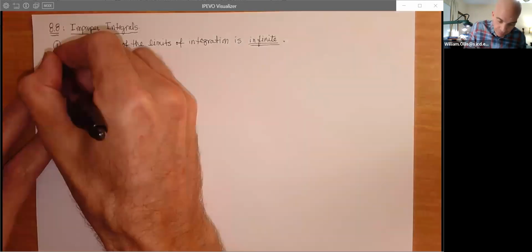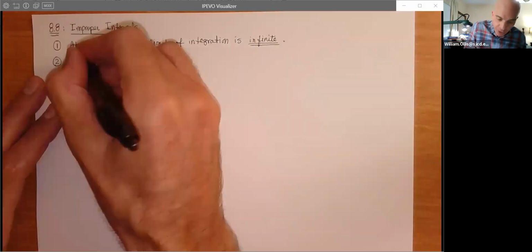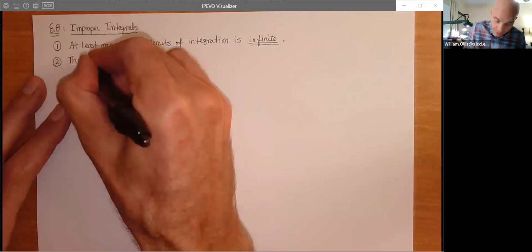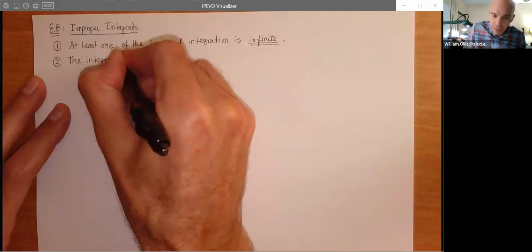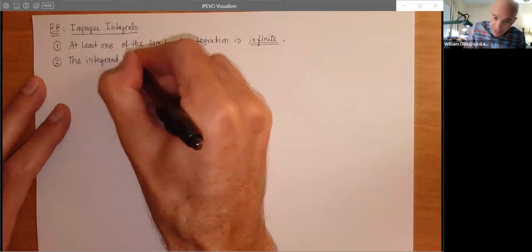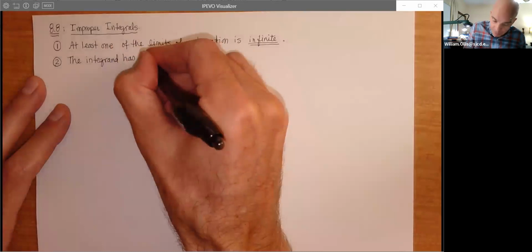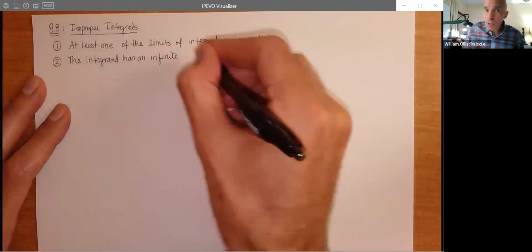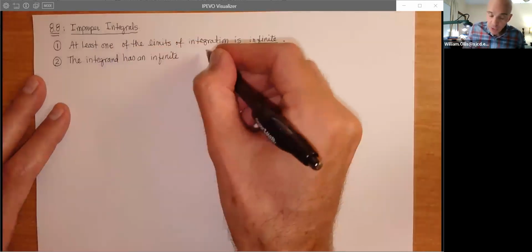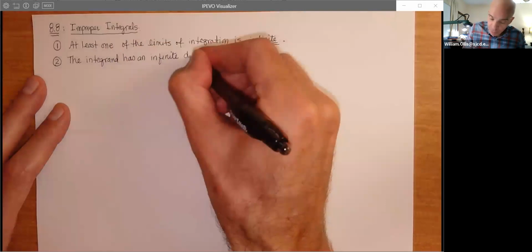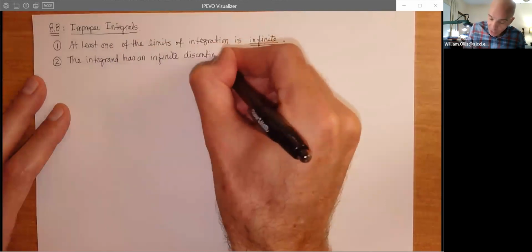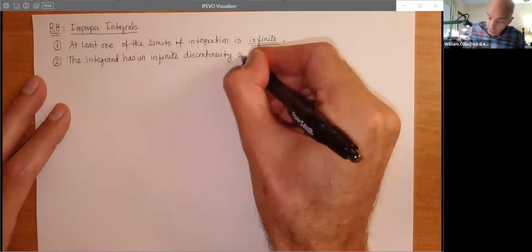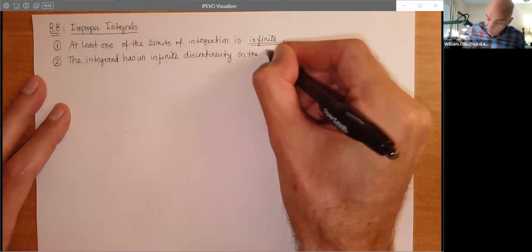And two, we'll say the integrand, or the function we're integrating, has an infinite discontinuity. Usually this means a division by zero that causes the function to become unbounded. The integrand has an infinite discontinuity, basically the definition of a vertical asymptote, on the interval of integration.